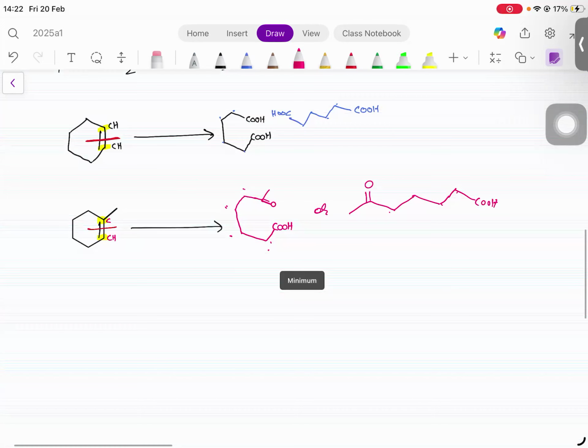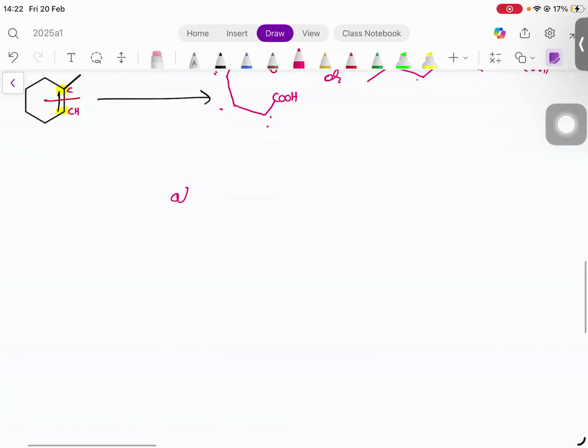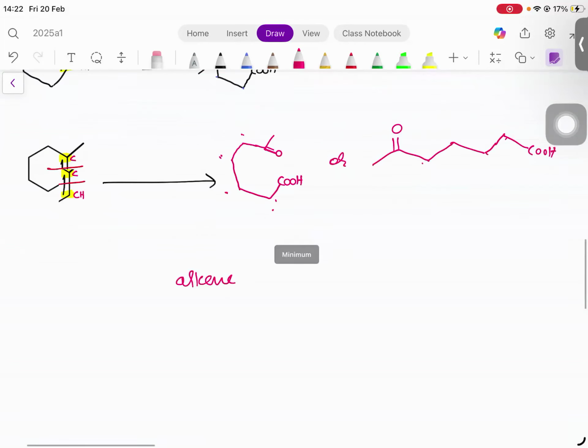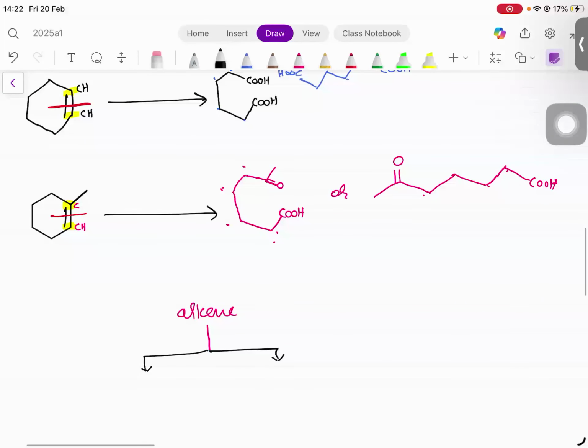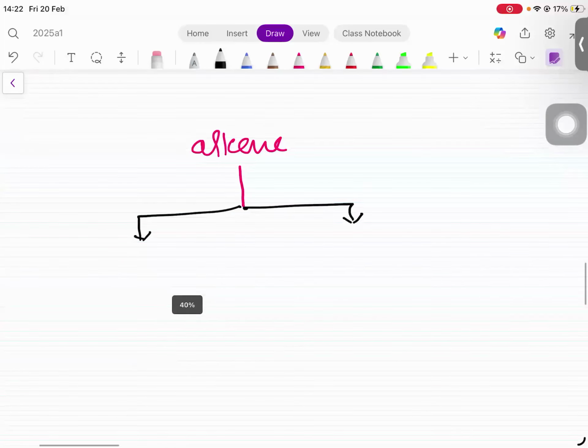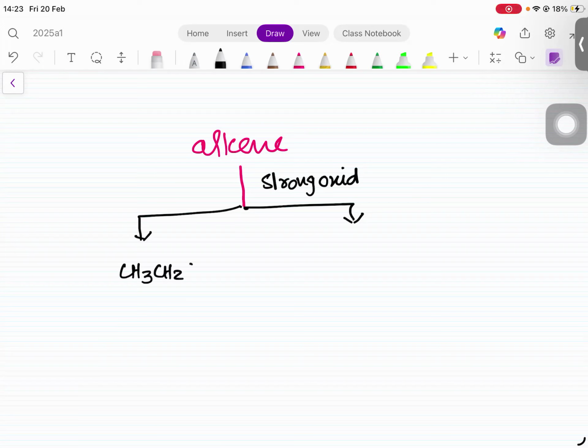You get it? Now, examiners, what do they do? They put the question the other way around. What is the meaning of other way around? They ask you that this is an alkene that undergoes strong oxidation and gives you two products. One of them is CH3, CH2, COOH, and the other one is CH3.